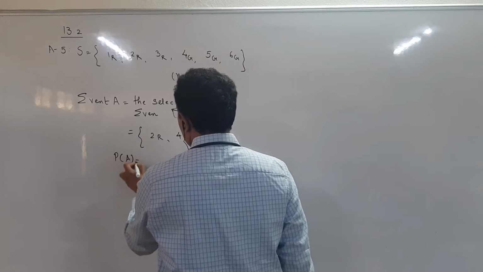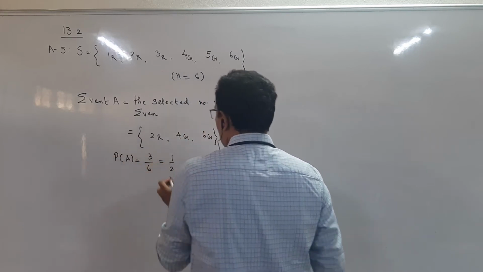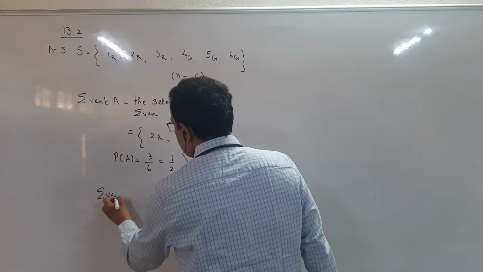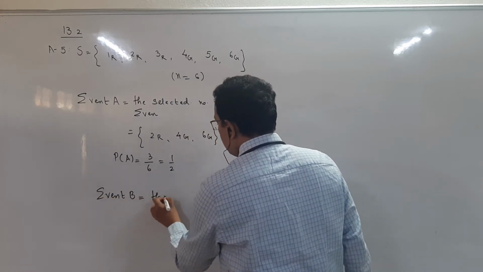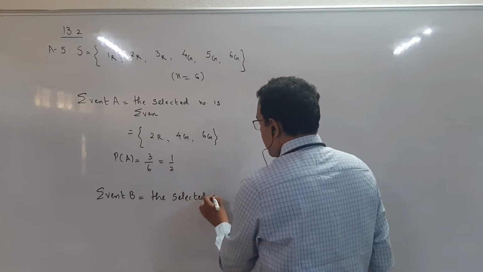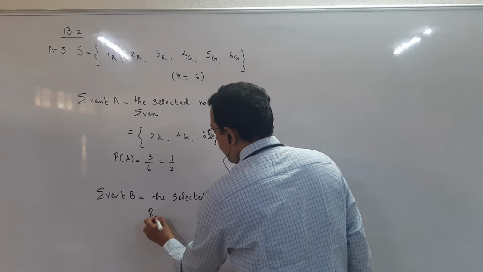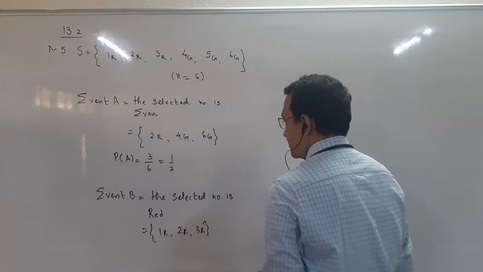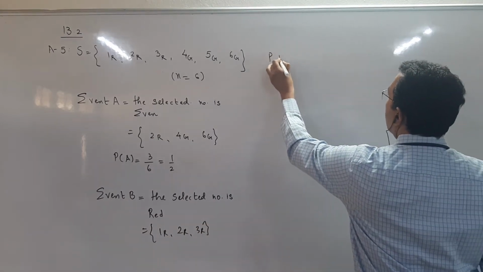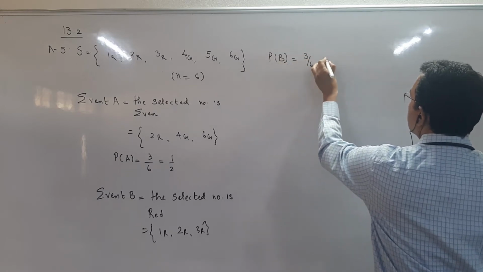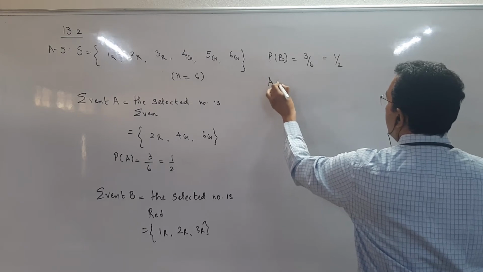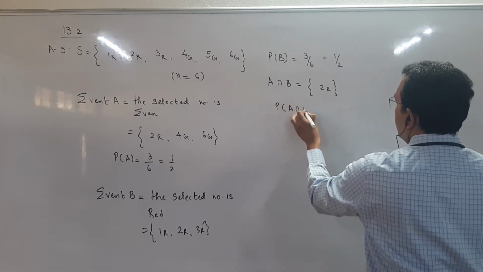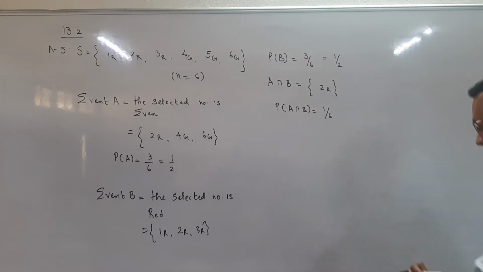So probability of event A is 3 by 6, so half. Event B, the number is red. Event B is the selected number is red, and here the outcomes are 1R, 2R and 3R. So probability of event B is also 3 by 6, that is 1 by 2, and A intersection B will be 2R. So probability of A intersection B will be 1 by 6.